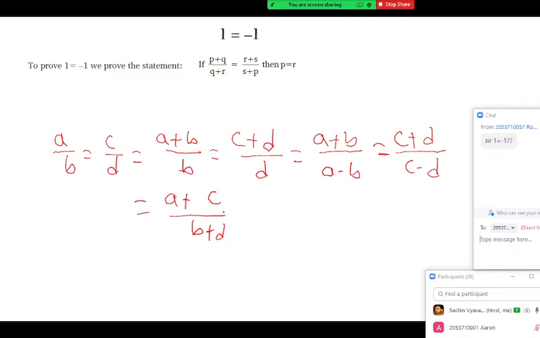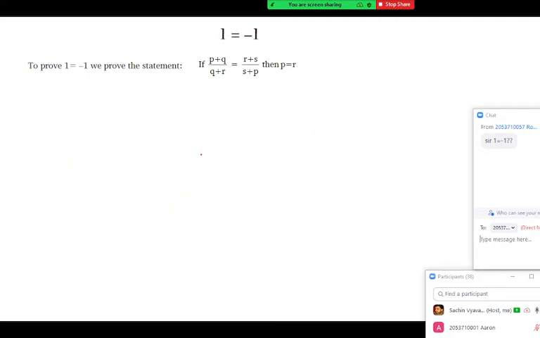There is componendo, dividendo, and there are other things like (A plus C) upon (B plus D) also, that way. So I will use one of the theorem of equal ratio rules here on this given ratio. Let me show you here. You will observe this is the given part.